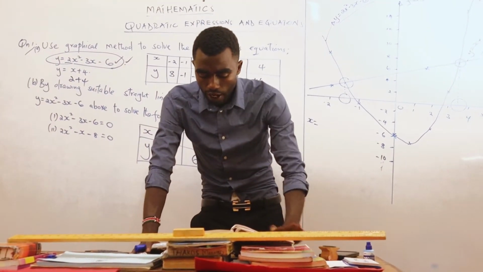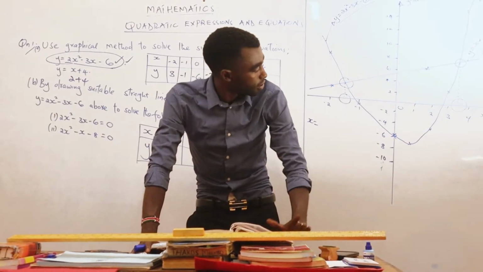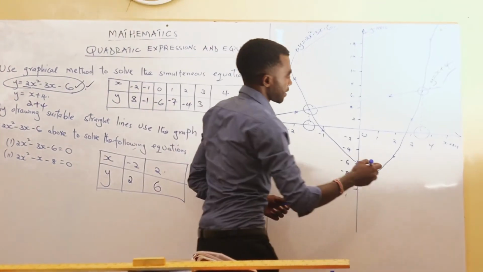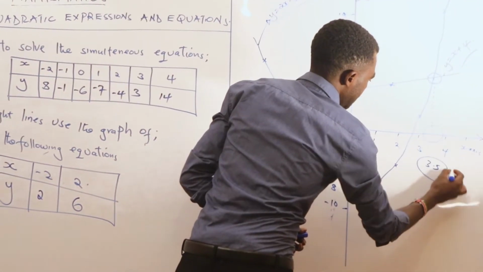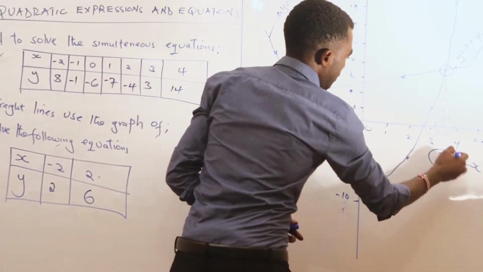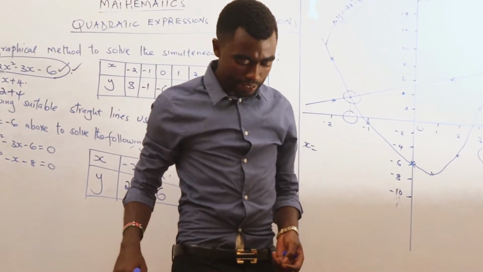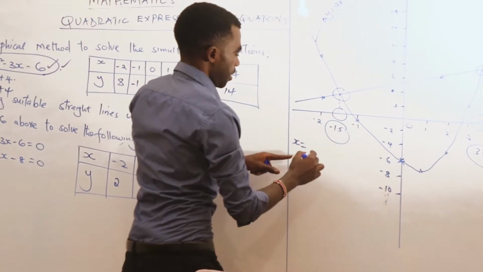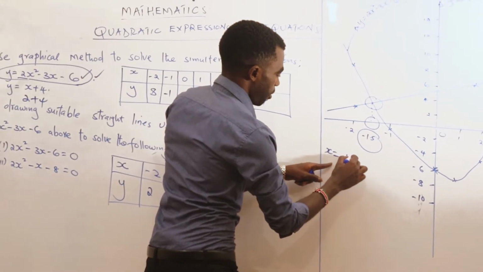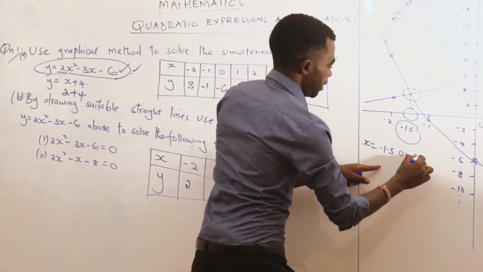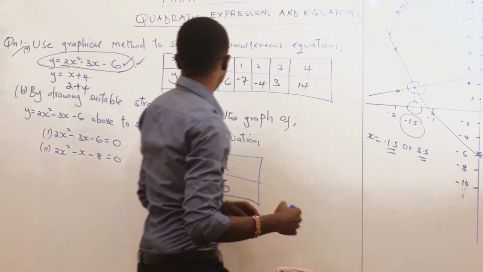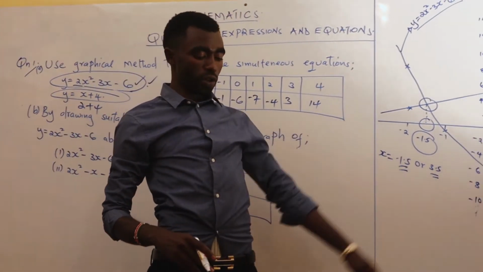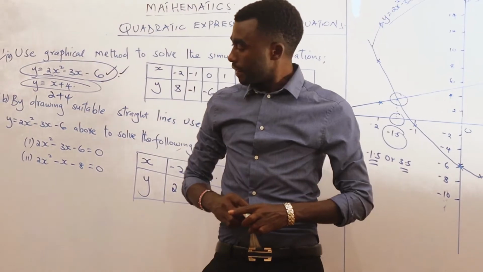For the positive side, you're going to get 3.5, which is exactly what we have. That is the value of x in this case for the positive side. For this one, it is negative 1.5. So x is equal to negative 1.5 or 3.5. That is the solution of these two simultaneous equations. So that's how we usually do it, students. Let's get to part B.